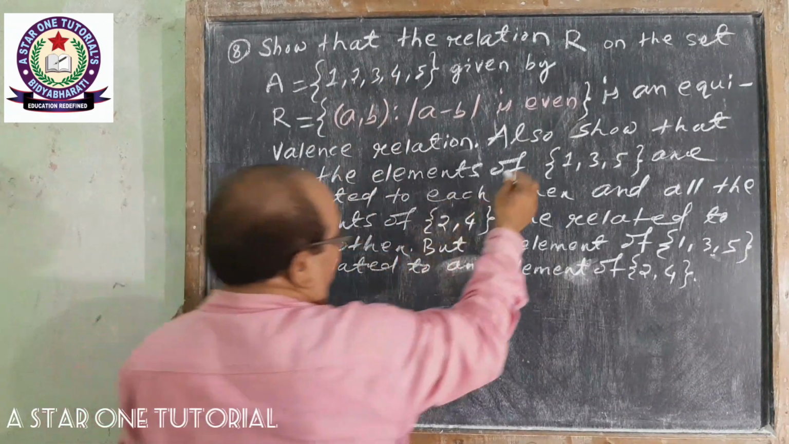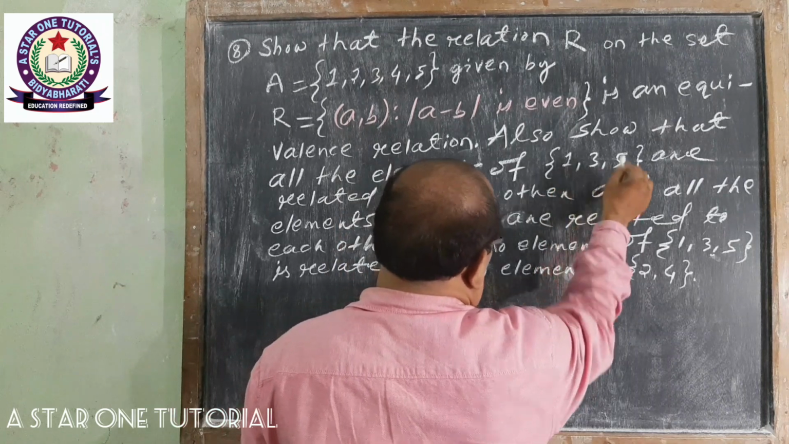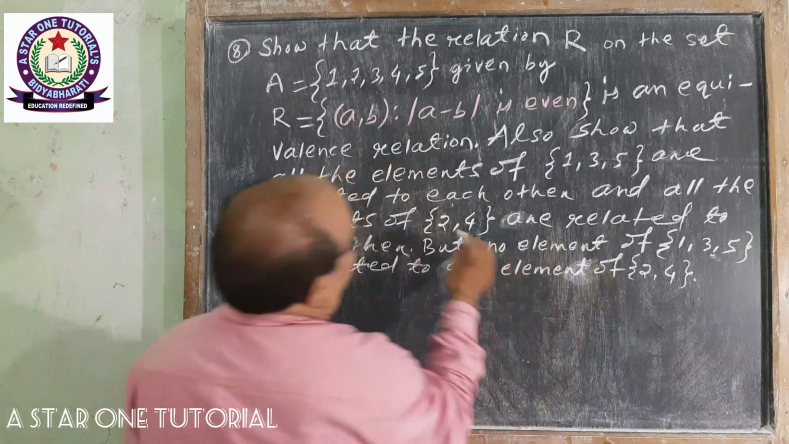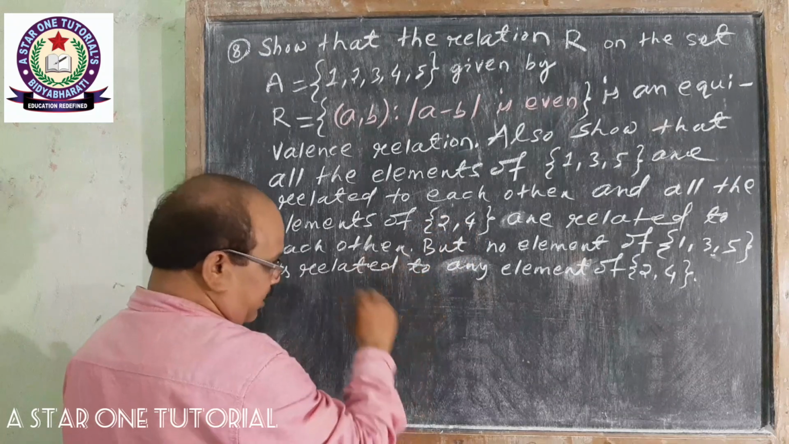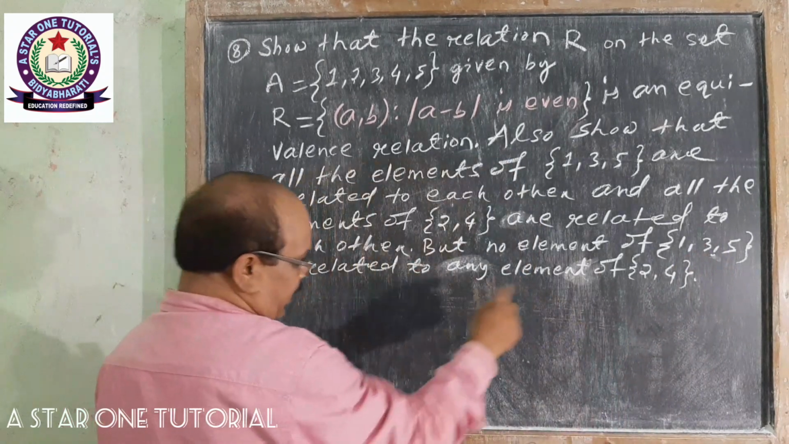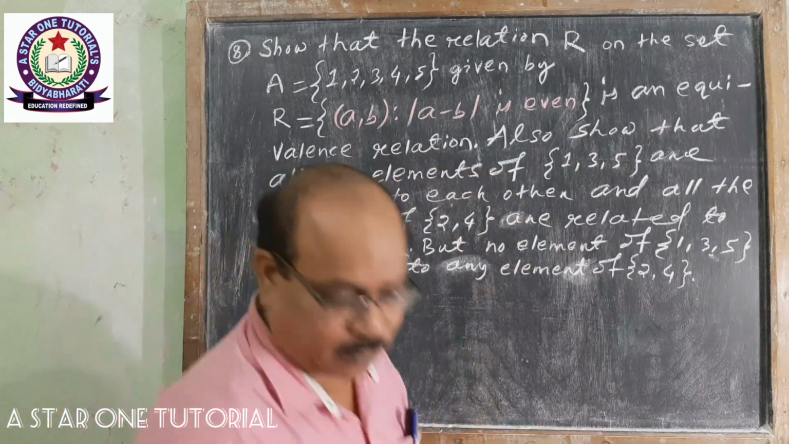Again, we have to show that the elements of the set {1, 3, 5} are related to each other, as well as the elements of the set {2, 4} are also related to one another. But no element of the set {1, 3, 5} is related to any element of the set {2, 4}. Okay, let us solve it.